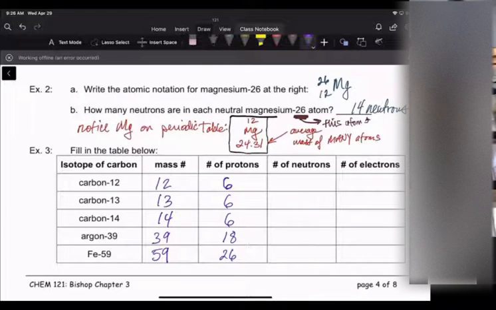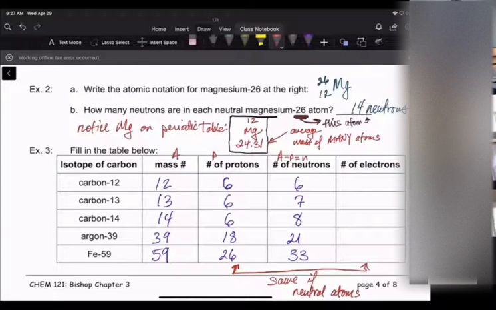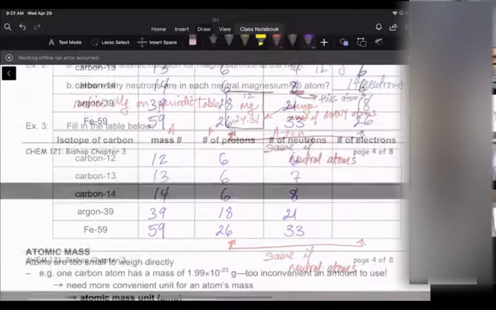Okay, so to get the number of neutrons, this one is A, and this one is P, right? So this is going to be A minus P. And how many electrons? If we're talking about neutral atoms, those will be the same.